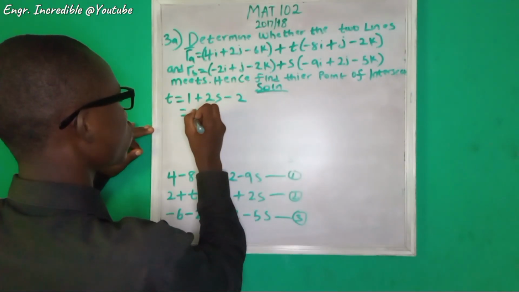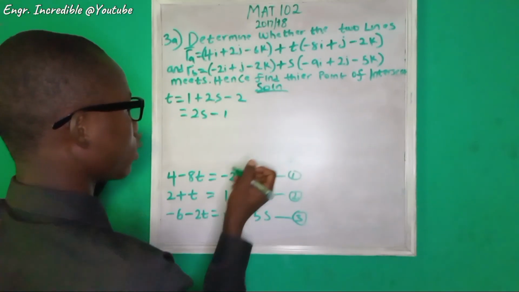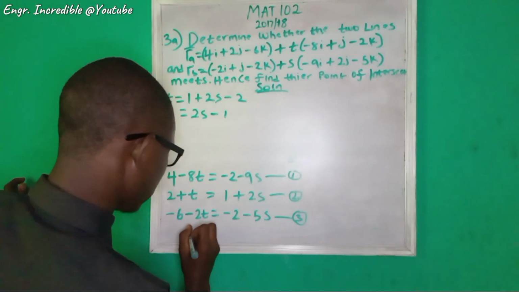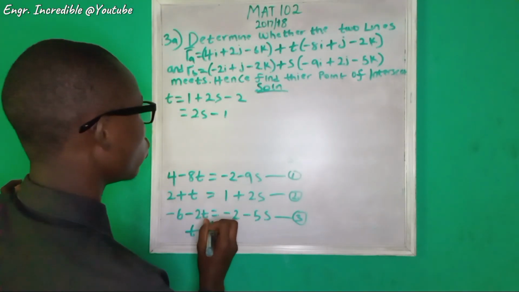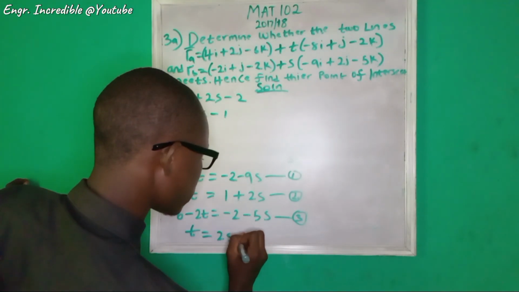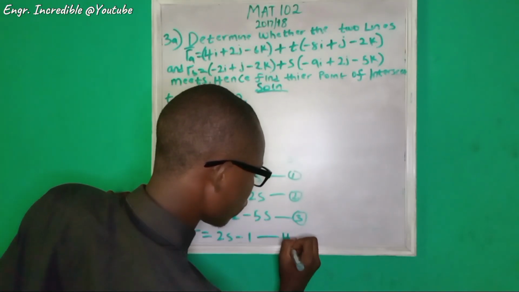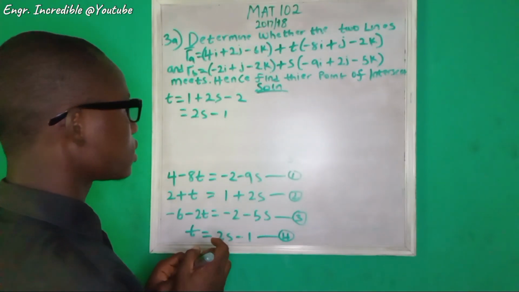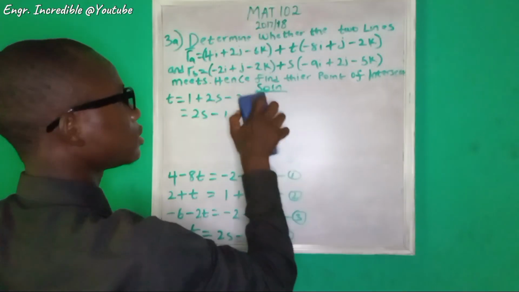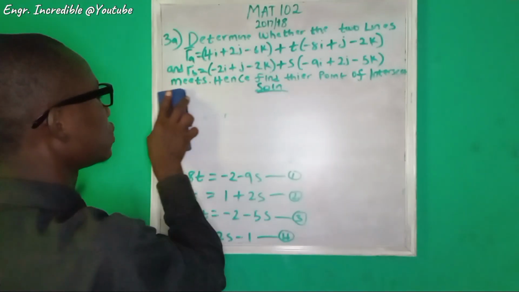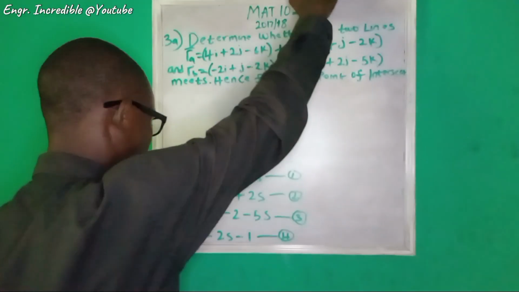We have 2s minus 1. So this is our value for t. Let me write it down. t is equal to 2s minus 1. Let's call this equation 4. So wherever we see our t, we know that t is equal to 2s minus 1.